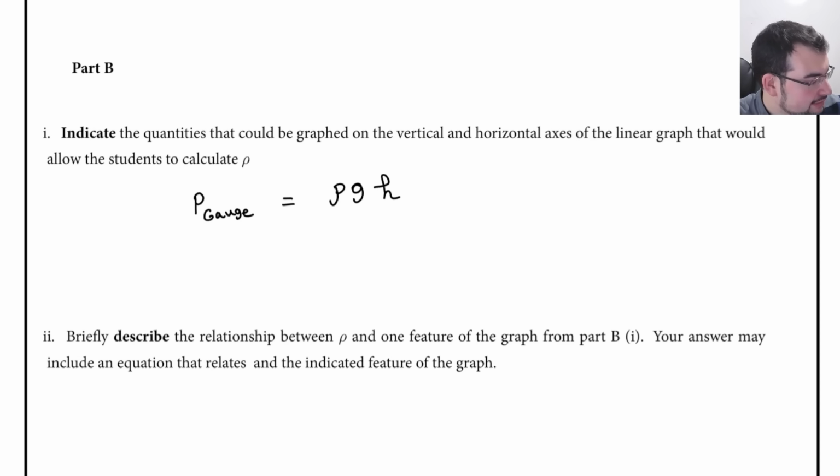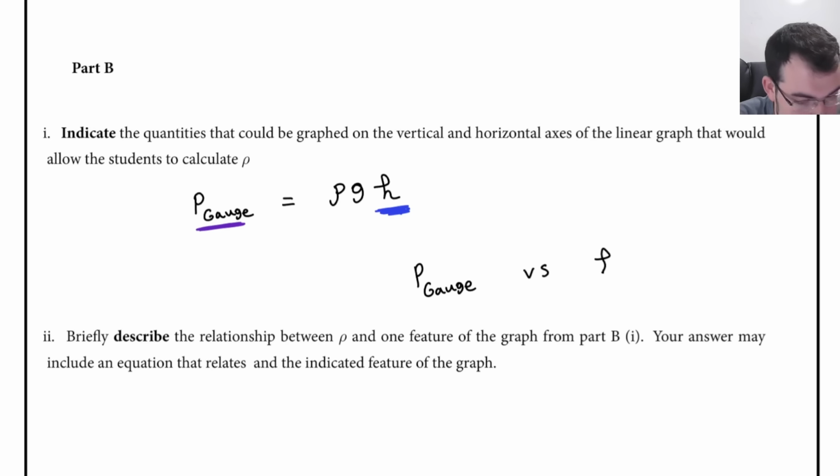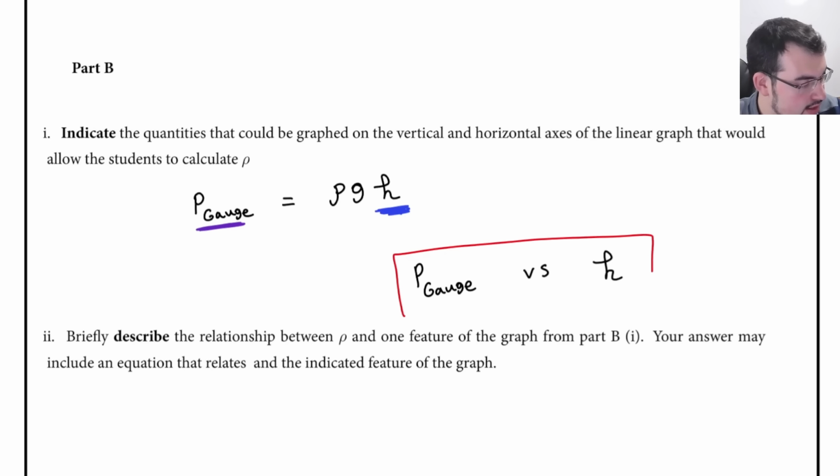So what can we graph? Well, we found the gauge pressure at different heights or depths, H. No transforming was needed. This is linear. So I can graph the gauge pressure versus H. Now, it is very important, especially for the second part of B, that you say versus, not and.